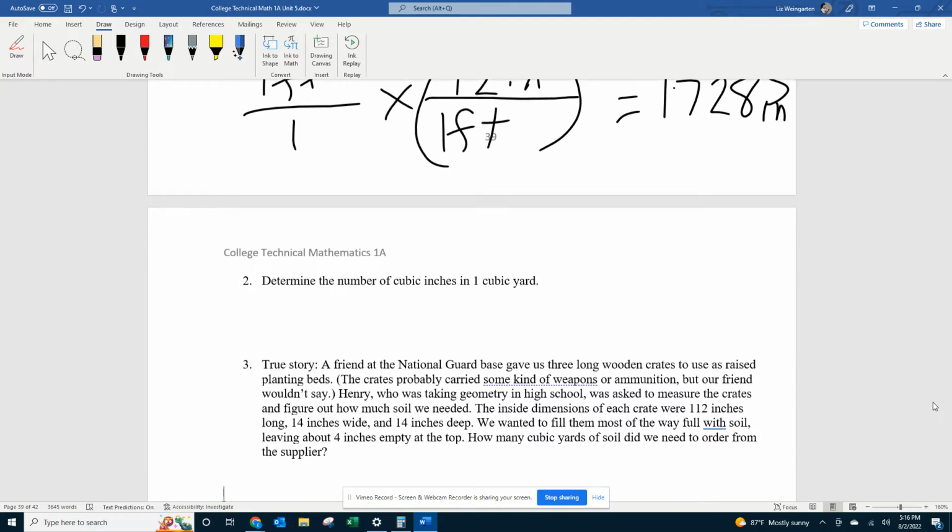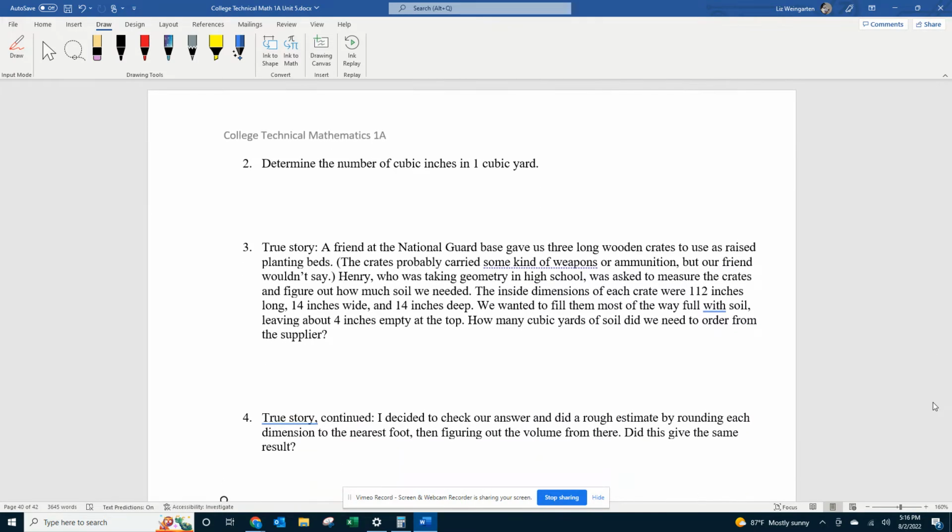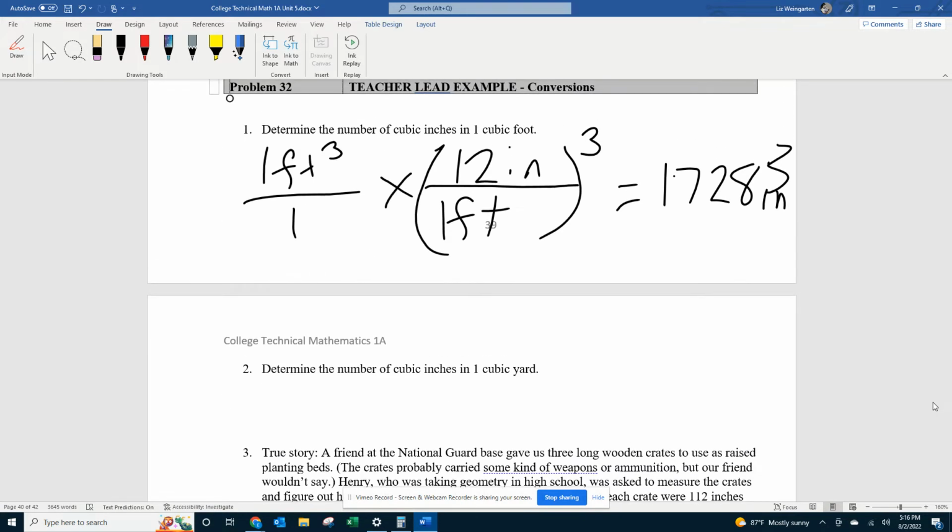Let's keep looking. Now we want to determine the number of cubic inches in 1 cubic yard. So we know how many cubic inches are in 1 cubic foot, right? So we can take this information and transfer it into our next problem. So we have in 1 foot, there are 1,728 cubic inches per 1 cubic foot.